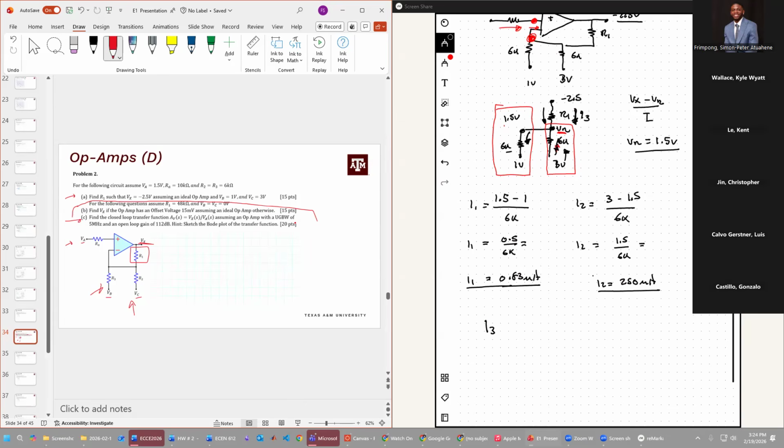Can anyone tell me what the correct equation is, assuming we're saying the direction of current is flowing down in the resistor? Can anyone tell me what the equation is between I1 and I2? Is it adding? Is it subtracting? Let's see if folks have their 214 knowledge. So just as a refresher, maybe I'll redraw it here.